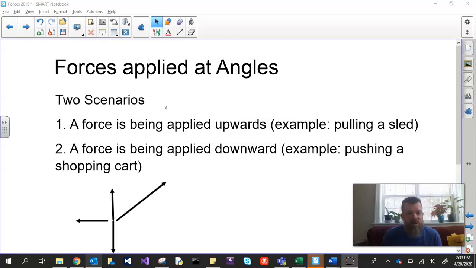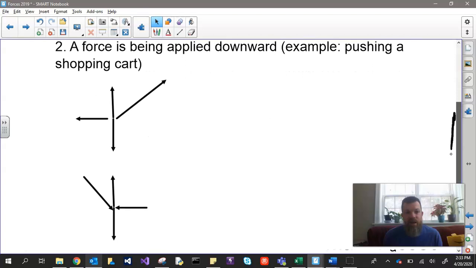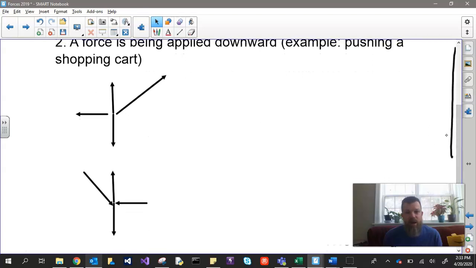So what we're looking at today is two scenarios. One where a force is being applied at an upward angle, so that would be something like pulling a sled, or when the force is being applied at a downward angle. So it'll be like a shopping cart or something where you're pulling downward. So how do these work?